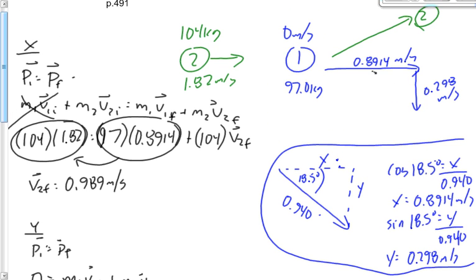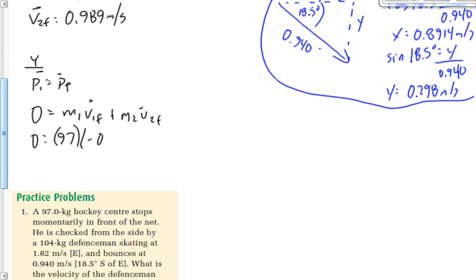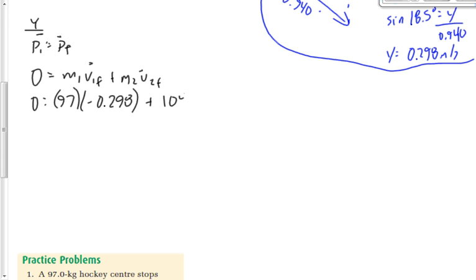Garrett, what's v1f y component? Good, 0.298. But, yes, good, negative 0.298. What's 104 kilograms times V2F y component? Who's got a value for that one? What is it? 0.2779 meters per second. Everybody try that. Make sure you can get those values, okay?